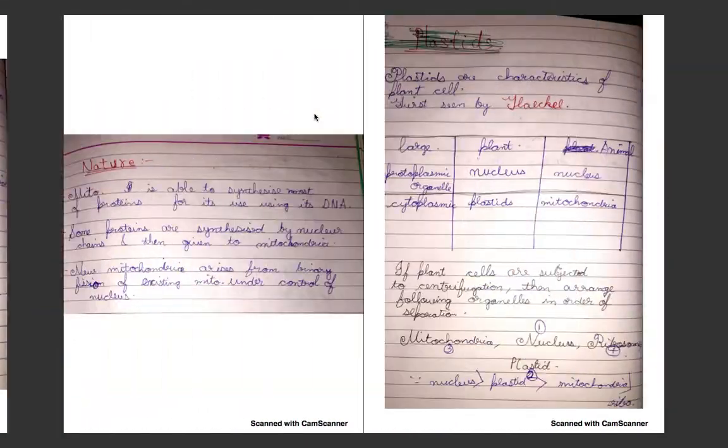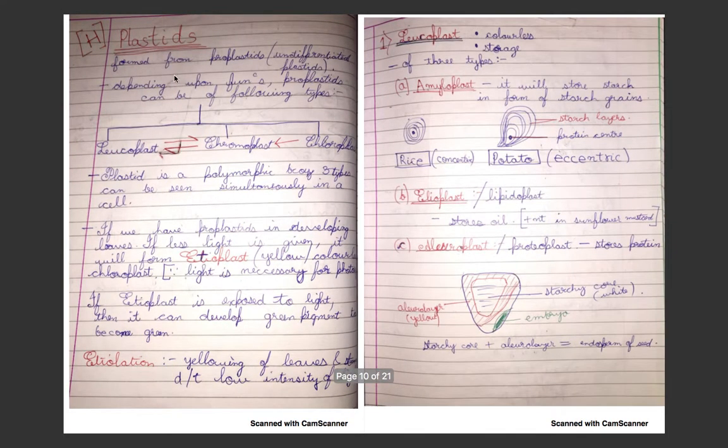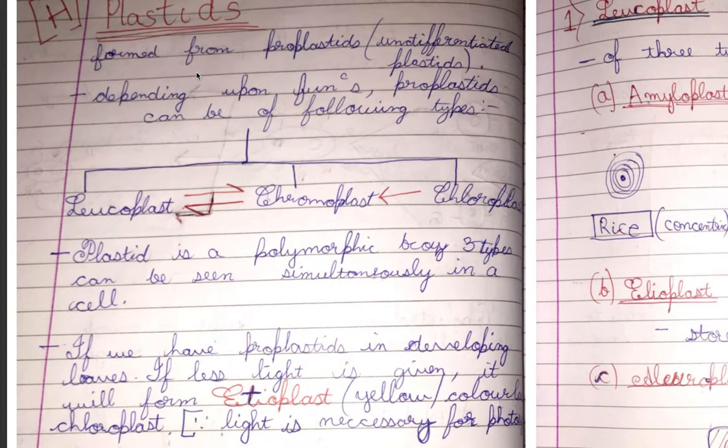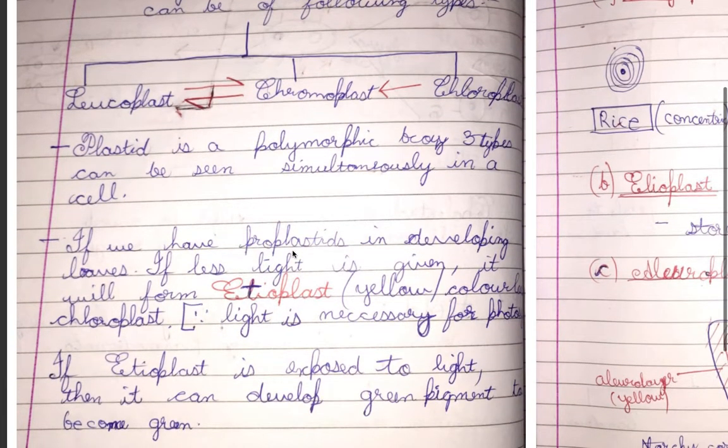Plastids. Plastids are formed from proplastids. These are undifferentiated plastids. Depending upon functions, proplastids can be of the following types: leucoplast, chromoplast, and chloroplast. Plastid is polymorphic because the three types can be simultaneously present in a cell, so it is polymorphic.